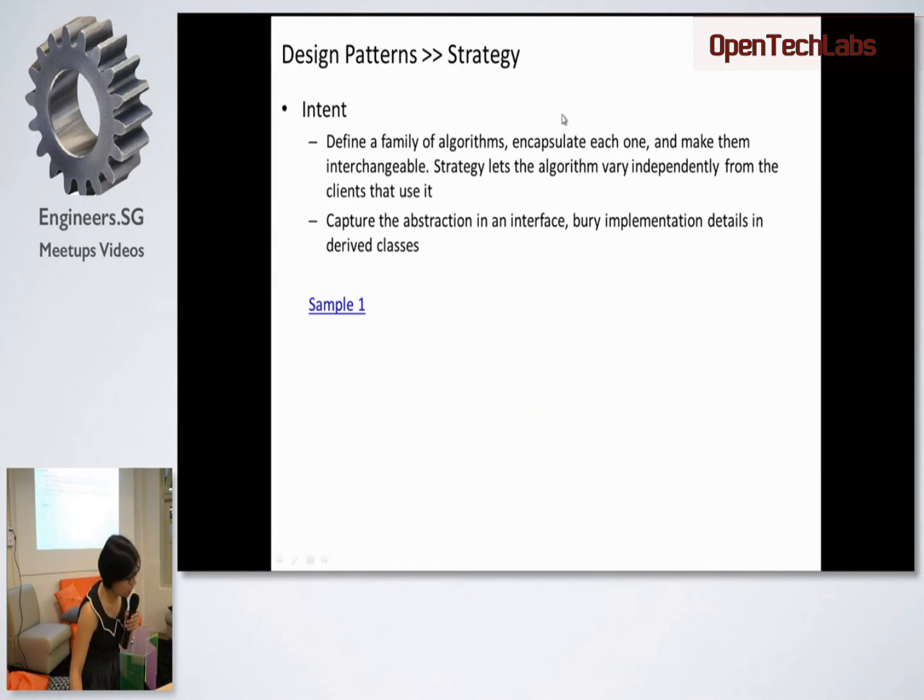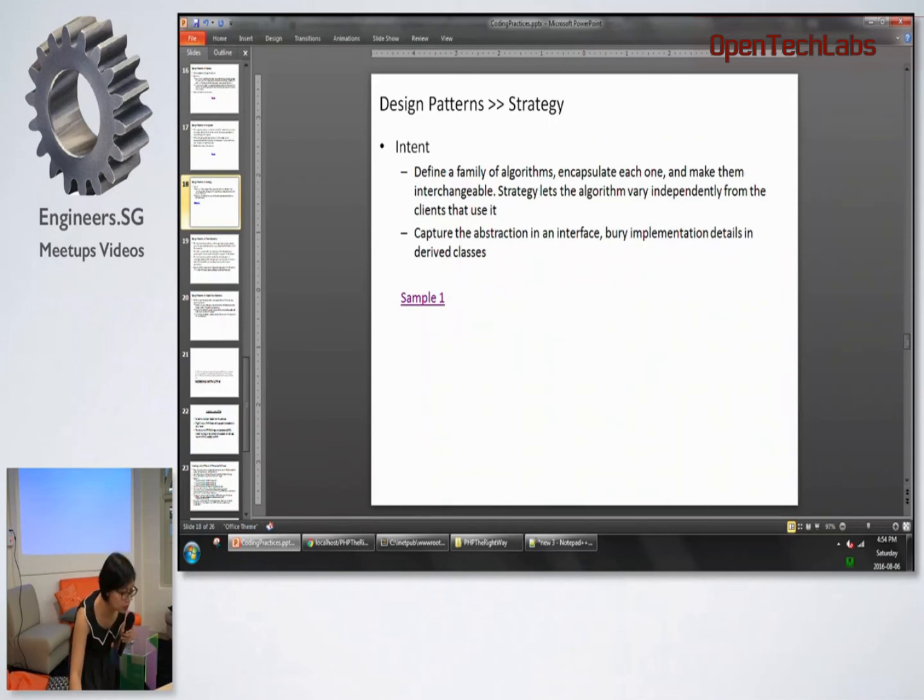The next is called a strategy. The main purpose is to define a family of algorithms, encapsulate each one, and make them interchangeable. The strategy lets the algorithm vary independently from the clients that use it. The other purpose is to capture the abstraction of an interface and bury the implementation details in derived classes. So let me show you how it's being used.